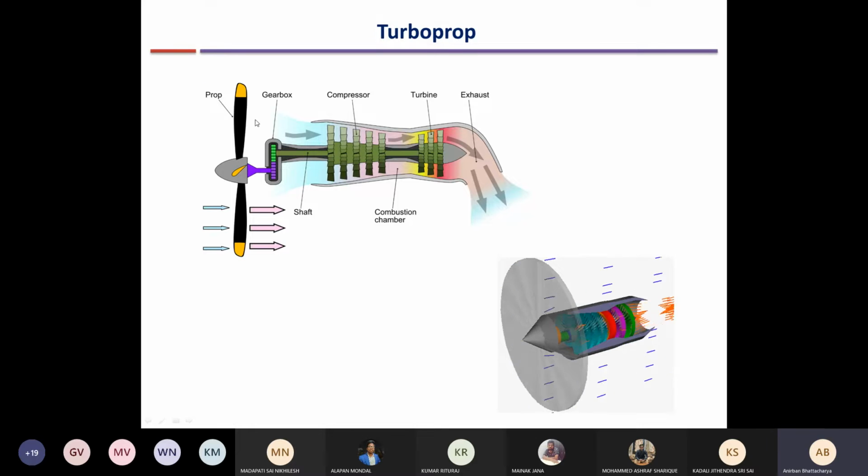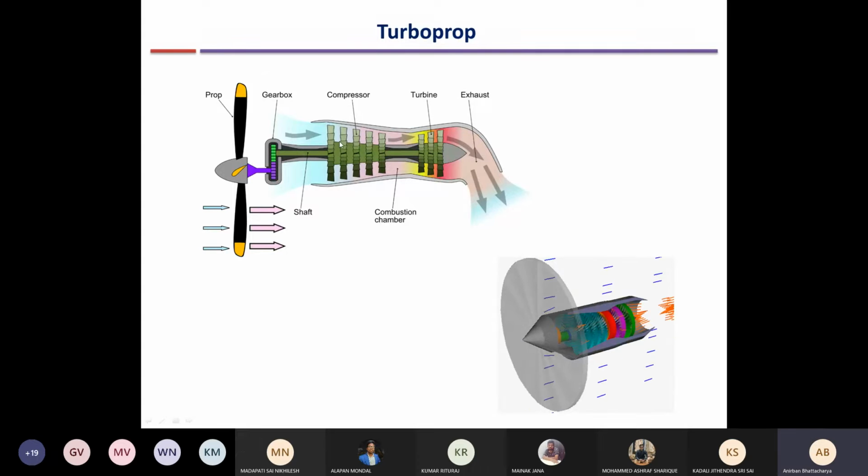This propeller is very large, even compared to the fan that is present in a turbofan. It is much larger. So it moves a very large amount of air, but at a relatively low velocity, as compared to the turbofan or turbojet. And this is run by the turbines. The inner parts are similar.